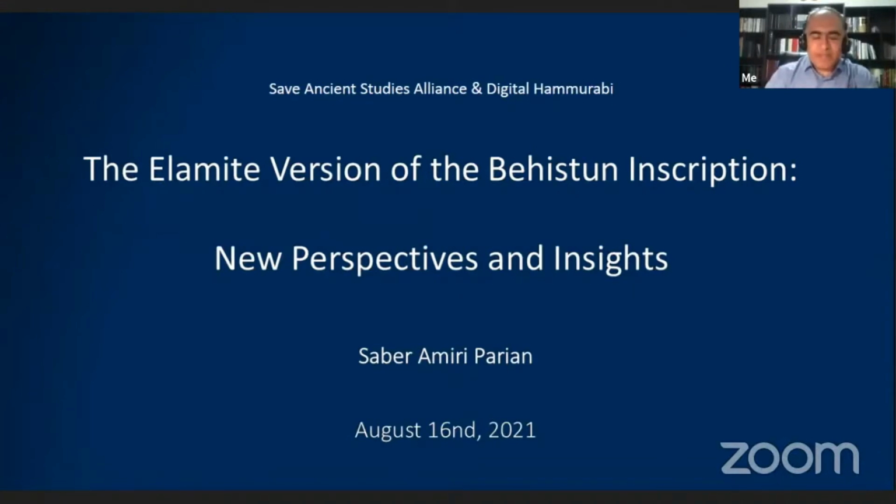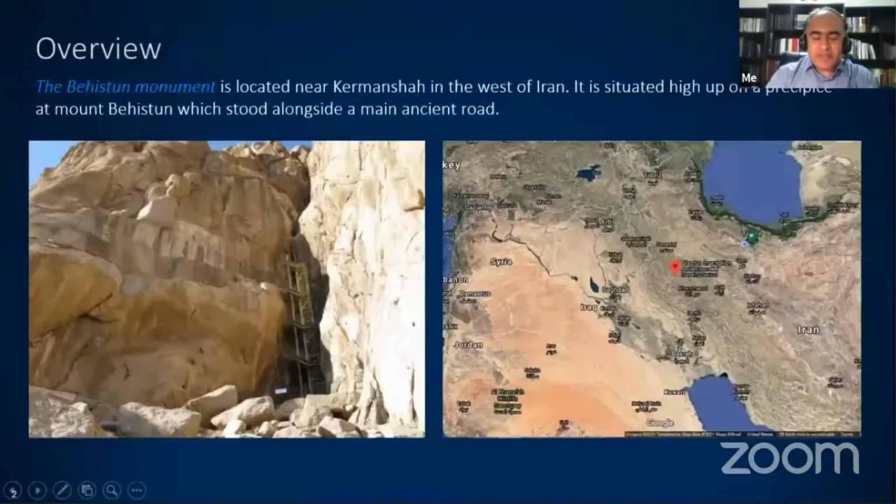The Behistun monument is situated high up on a precipice of a gully running into Mount Behistun, and is located near Kermanshah in the west of Iran. The Behistun monument, which overlooks the main ancient road connecting Babylon to Media, was established by Darius the Great in the second half of the 6th century BC to commemorate his achievements in suppressing revolt throughout the Achaemenid Empire. It consists of several reliefs that represent his victories over the rebel kings and several inscriptions around.